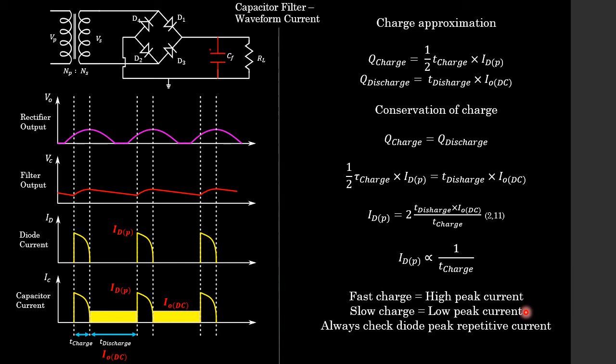This means that when we are speccing the diodes for our rectifier circuit, we must always ensure that the diode peak repetitive current is not exceeded by this diode peak current, which is calculated from our charge time. Very important, students: calculate your diode peak current, go to your data sheet and check that it does not exceed the diode peak repetitive current, because if it does, you're going to damage your diodes, and then the best place for them is in the bin.